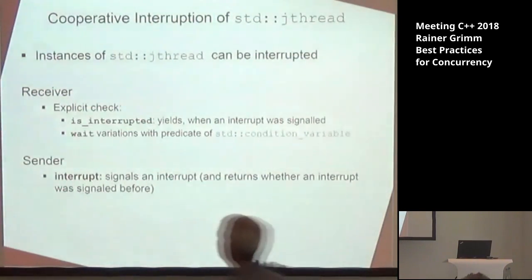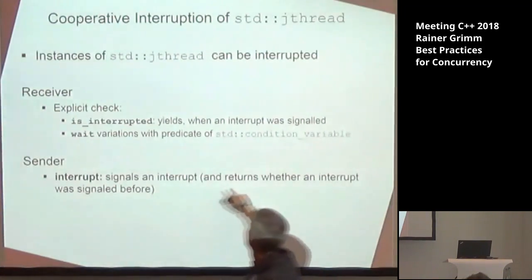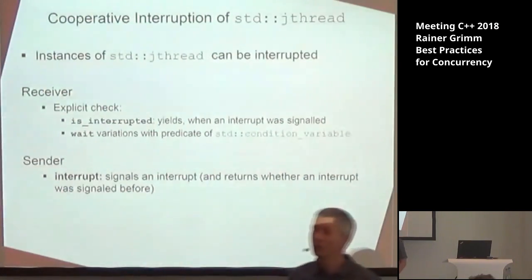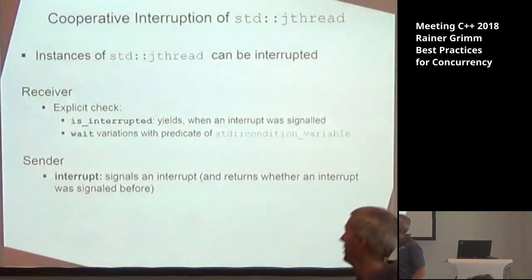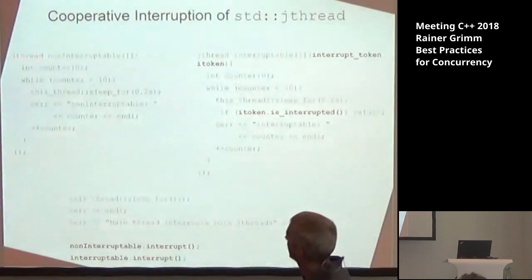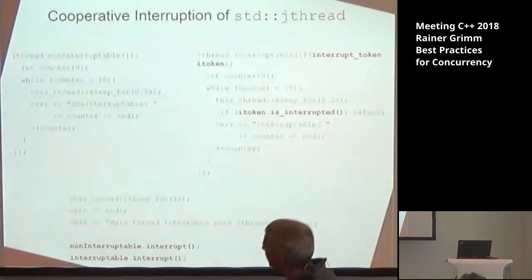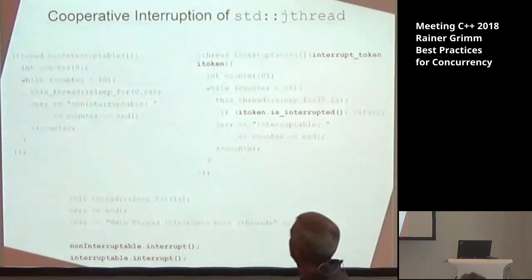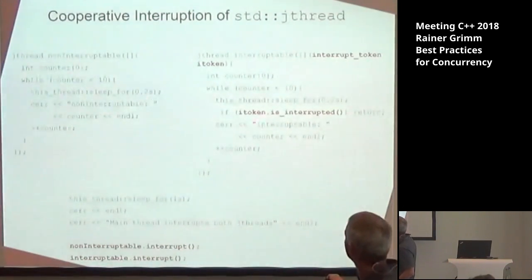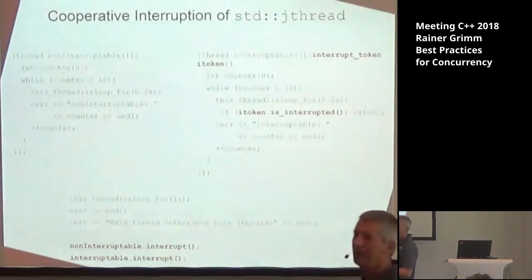Okay, that is the sender. He just says interrupt and returns if he was already interrupted. That's all. And here's a small example which you can use with C++17. That is a jthread, you see, non-interruptible. Here nothing is special. I could even use, no, I could not, but kind of use thread here. But here I use jthread, and here I have an interrupt token, an additional constructor argument. And the key point is, here in my body I ask if I was interrupted.